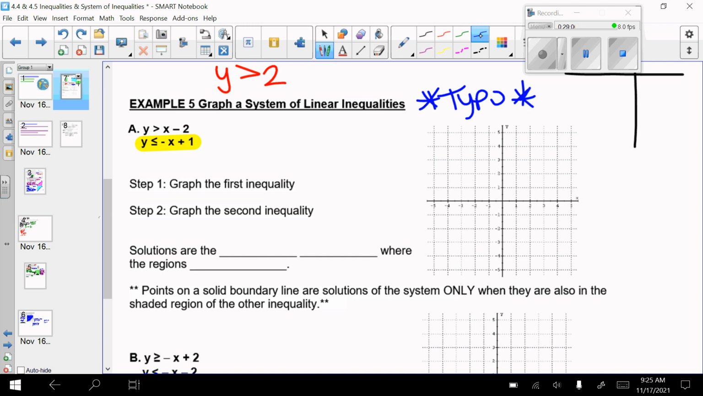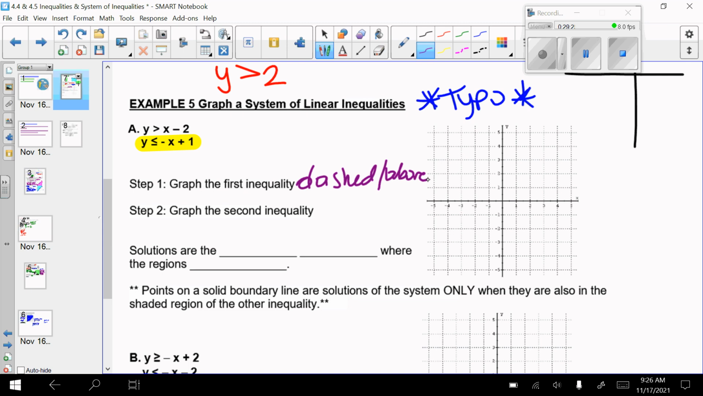But before we do it, am I going to have a solid or dashed line for the first inequality? A dash. Good. It's not equal to. I'm going to use a different color. And am I going to shade above or below? Good. So dashed, and it's going to be above.